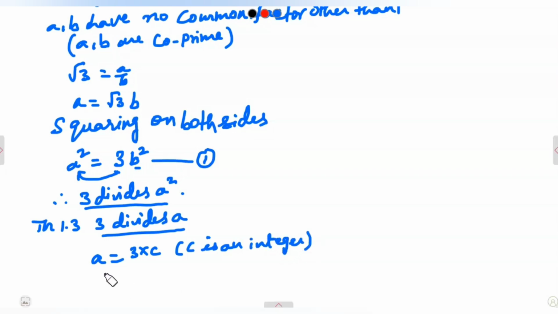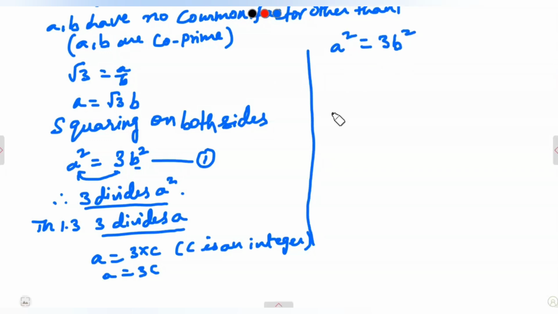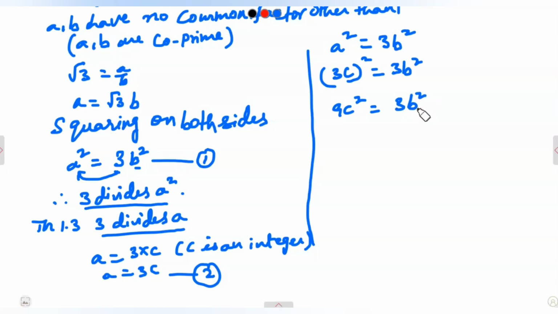Now substituting this value a is equal to 3c in 1. We have a square is equal to 3b square from 1. So a square means 3c whole square, which is equal to 3b square. 3c whole square is nothing but 9c square, which is 3b square. Now you can cancel 3 on both sides, so we can write 3c square is equal to b square, or b square is equal to 3c square.